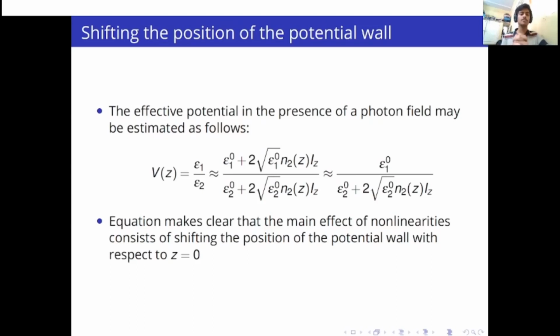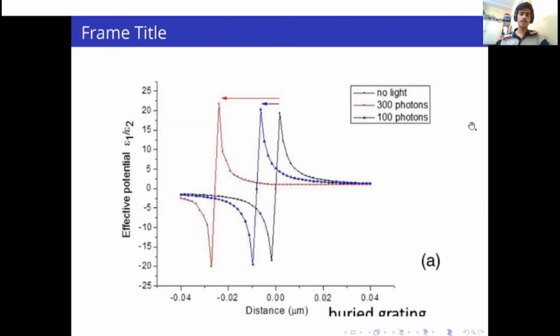Therefore, the points of maximum and minimum of V of Z will change. So, the point of divergence of V will also change. In some sense, they have shifted the position of the potential wall. So, the equation makes clear that the main effect of non-linearity consists of shifting the position of the potential wall. Here we have shown three different cases: no light, that is intensity 0; 100 photons, intensity greater than 0; 300 photons, intensity very much greater than 0. So we see that for these three different intensities, our potential wall is not located at the origin. It is shifted away from the origin as we go on increasing intensity.